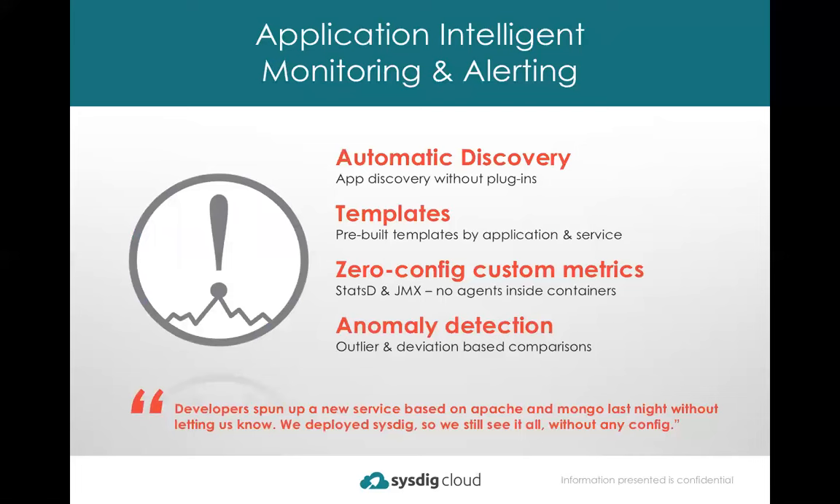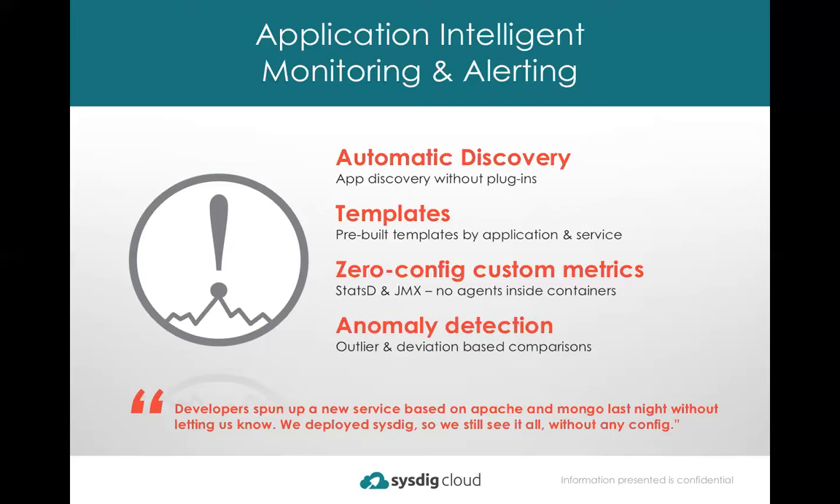Okay, so next, let's talk about application intelligent monitoring and alerting. What we want to do here is make it really simple and easy for you to get application level information about what's running in your container. So not just how's my container doing, but how's my app inside the container doing. And we do this in a very simple and easy to use way. We actually give you automatic discovery. No plugins. We figure out what applications are running and automatically start monitoring those. On the flip side, once you're in the app, we also have templates that give you pre-built views into those applications and services.